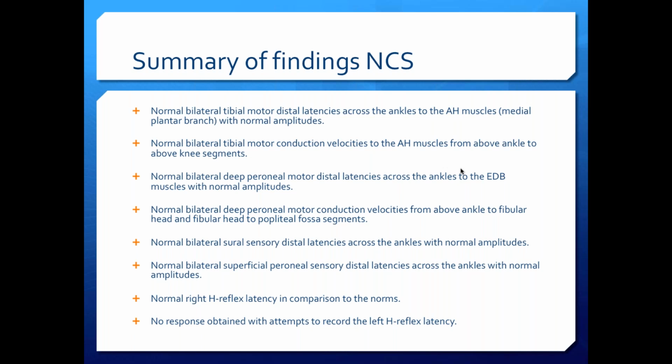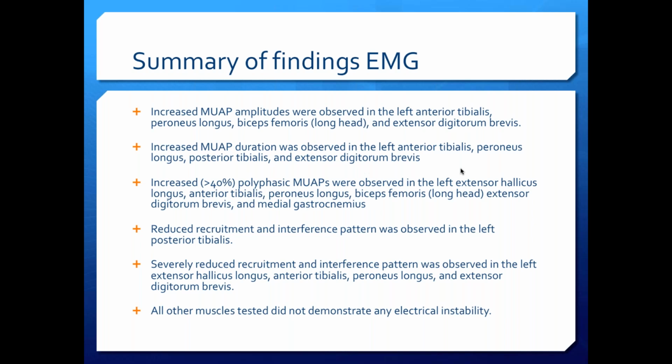All the test results came back pretty much normal. Normal latencies, normal distal amplitudes, normal velocities. For the most part, the NCS is checking out normal, with the exception of the H reflex. We had no response obtained with the left H reflex latency. So that was the summary of the nerve conduction studies. The EMG obviously is a little bit more profound. We had, as I mentioned, increased amplitudes of many of the motor units and all those muscles listed.